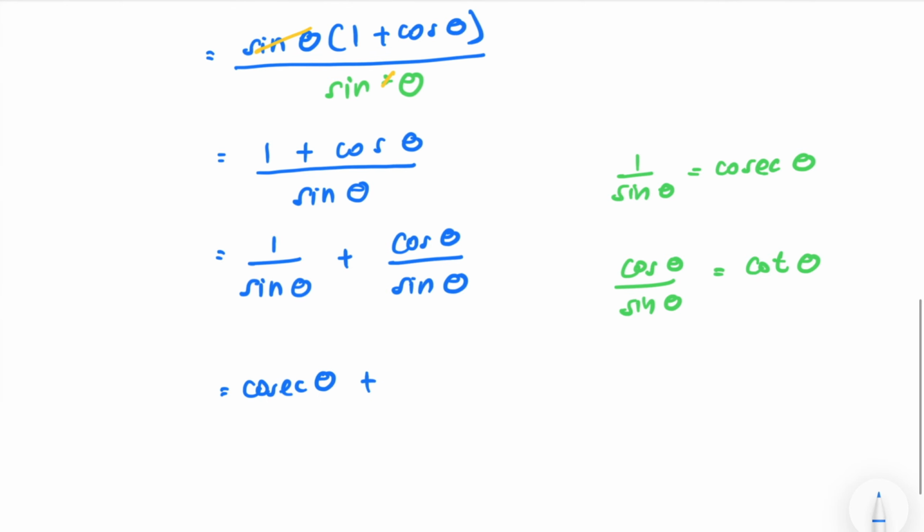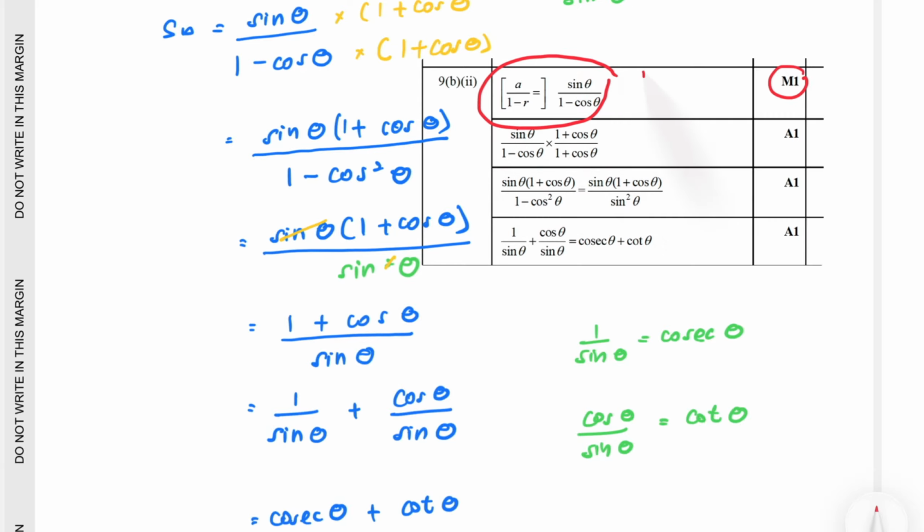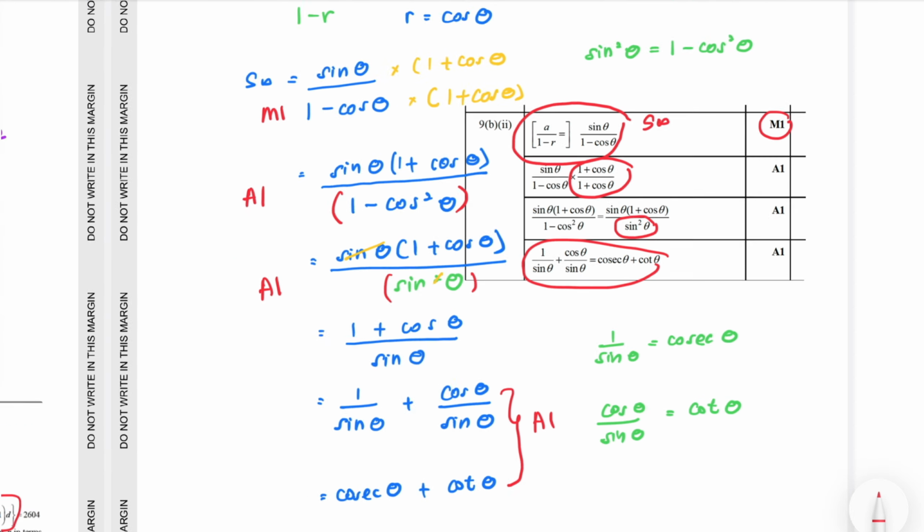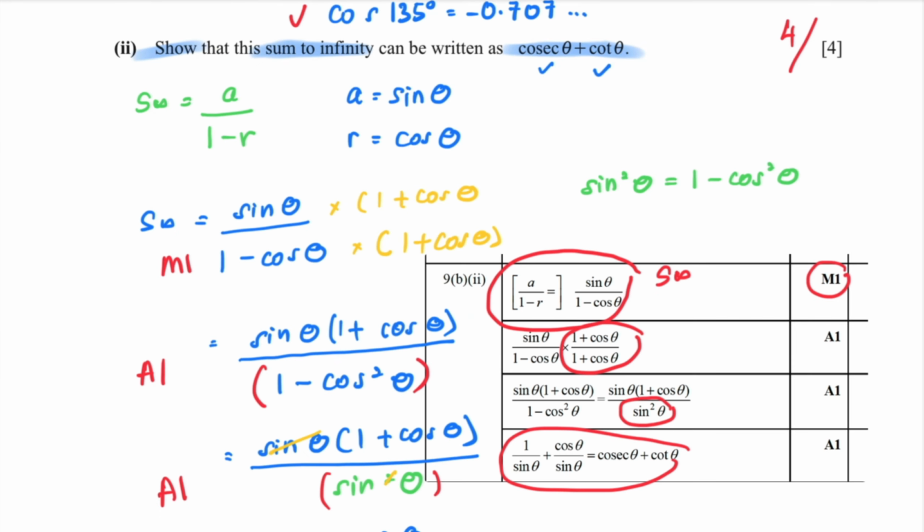Let's bring in the marking scheme. 9b2 method M1 mark is given when we substitute that into the formula of S infinity. This is M1. When we try to simplify the fraction by times its conjugate, this one is A1 mark. When we try to simplify 1 minus cos square theta with sine square theta, that is A1 mark. And when we get to our final answer over here, that is A1 mark. So this is 4 out of 4. So that's question 9 for 12 marks done.